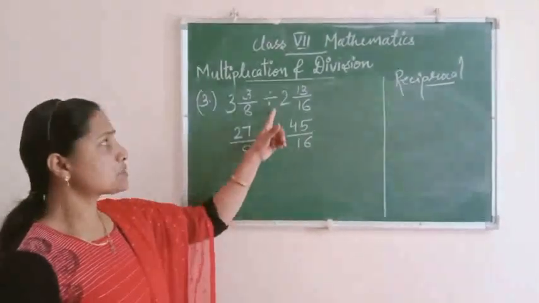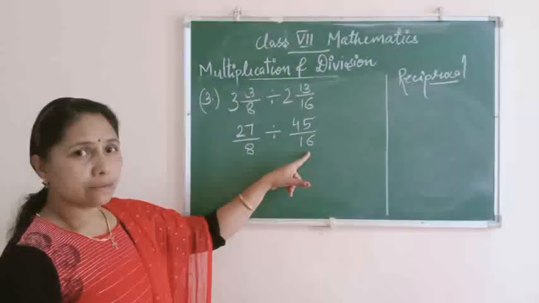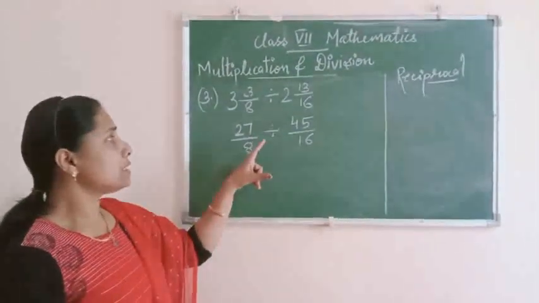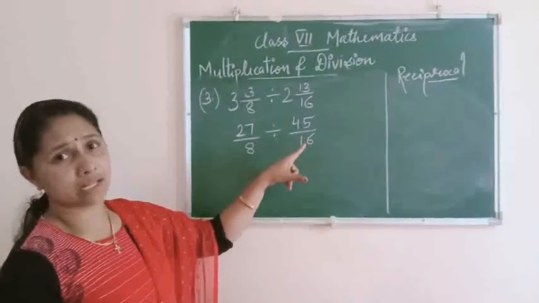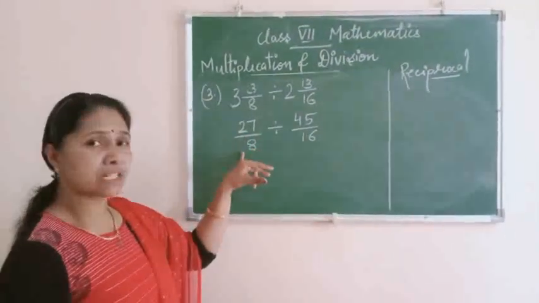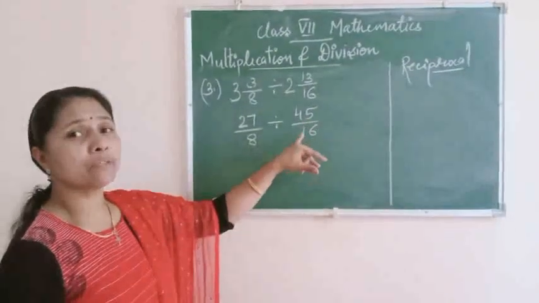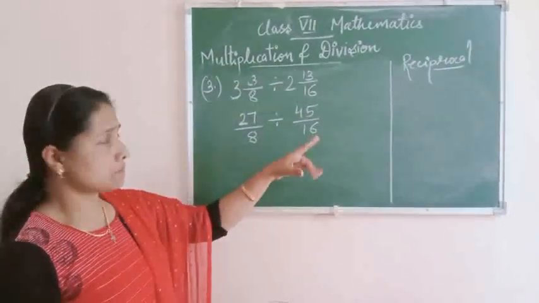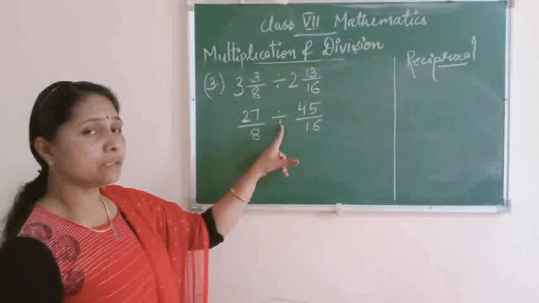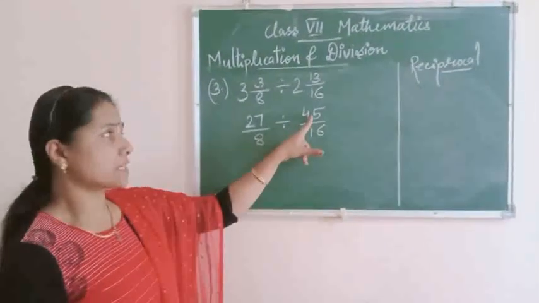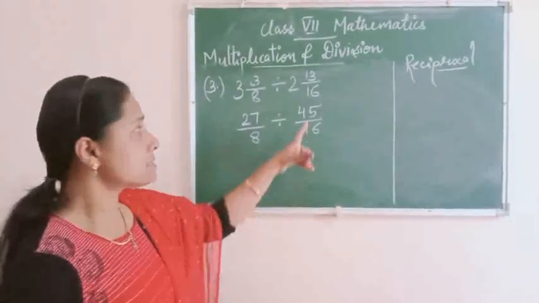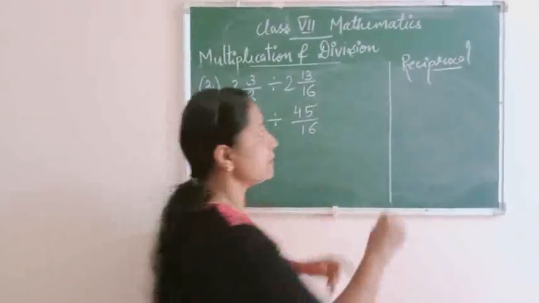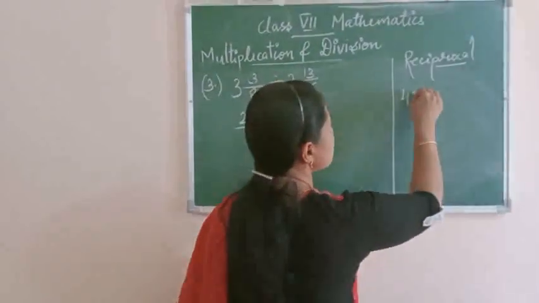After changing the mixed fraction to improper, in division you have to multiply the first fraction with the reciprocal of the second fraction. Multiply the first fraction with the reciprocal of the second fraction. Second fraction means after the division symbol, whichever fraction is there, that fraction's reciprocal you have to take. Reciprocal means, see this one. This is the second fraction given, 45 upon 16.